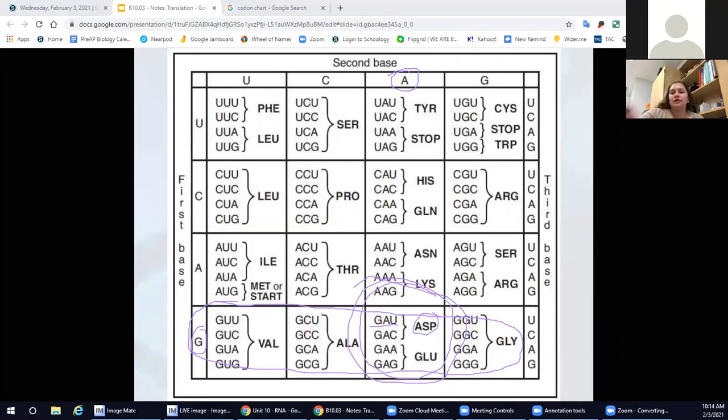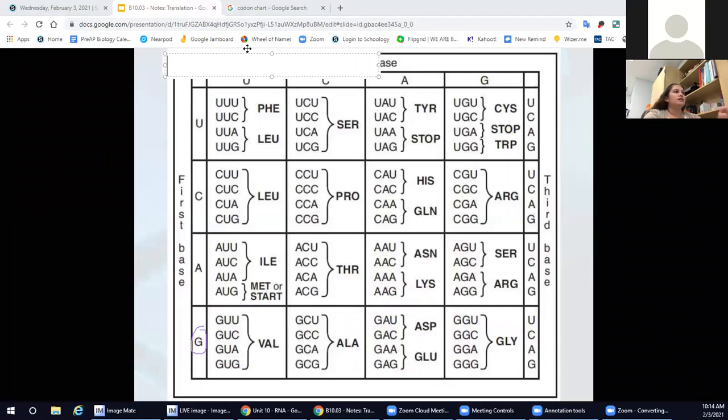Make sense? Any questions? Let's see if you can try it out. Open up your chat room for me. Set it to private. Don't tell anyone the answer. I'm going to give you a set of letters. Let's go with AUC. So go ahead and find me the amino acid for AUC.